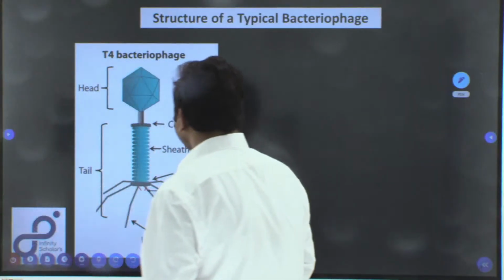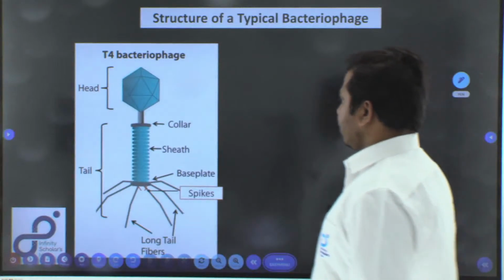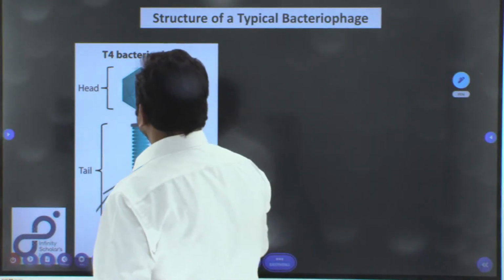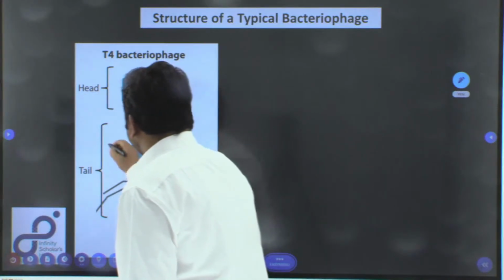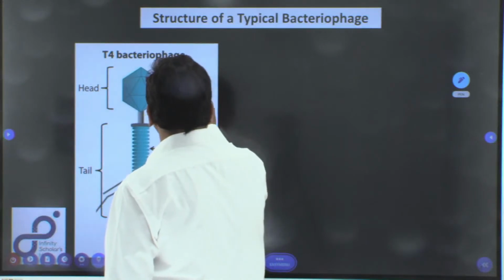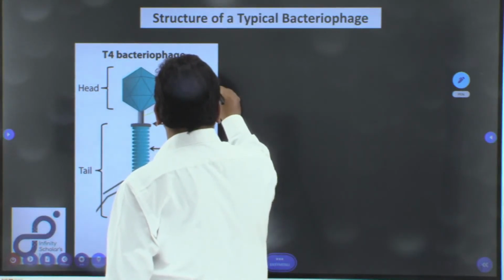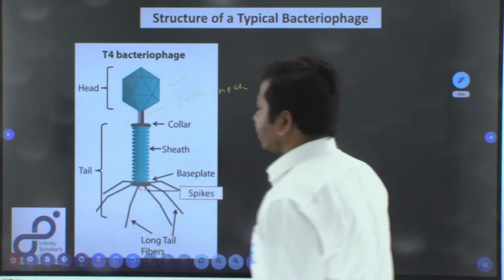Okay. So this is a typical structure of bacteriophage. This has three parts essentially. One is the head, the other one is the tail, and the middle part is called the collar or the neck. So the neck connects the head to the tail.